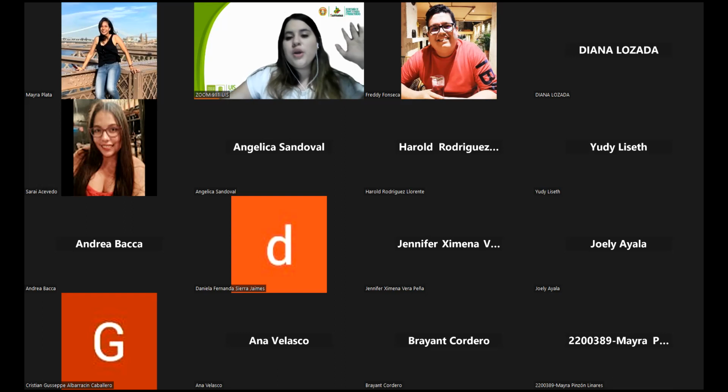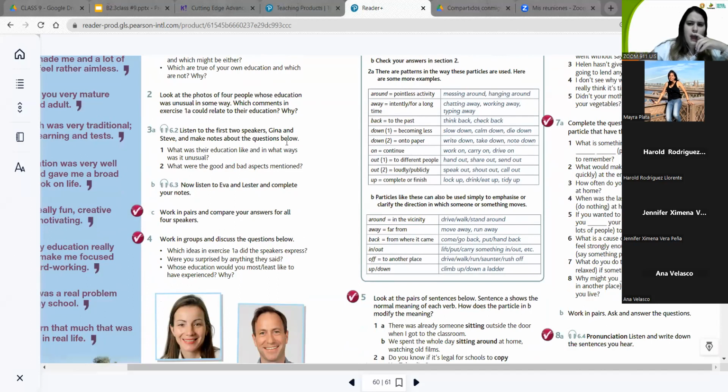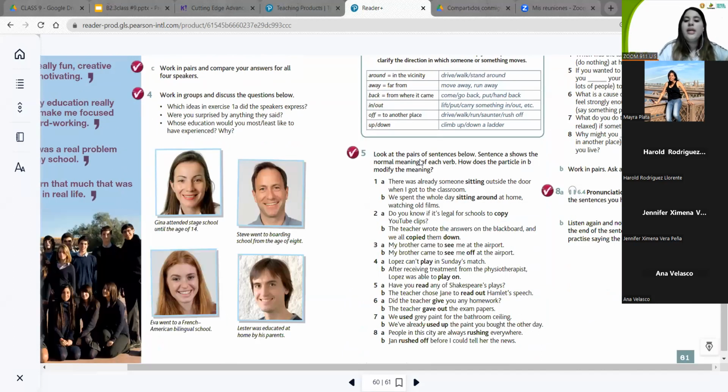Okay, people. Very good. So we are going to do some practice about this topic, particles which modify the meaning of the verbs. Yesterday, before we finished our session, we were doing this exercise, let me share my screen, in which we analyzed the sentence. We had one sentence with only the verb and its regular meaning, and then in the second sentence we had the verb with the particle. So we analyzed the difference in meaning between one and the other. We have sitting around, copy down, see me off, play, play on. We had read out, give out, used up, rushed off.